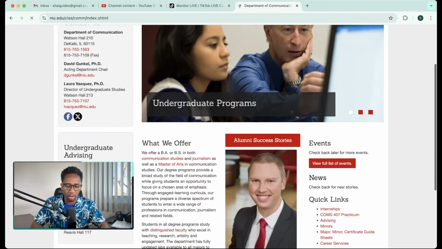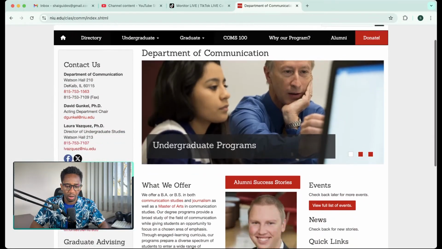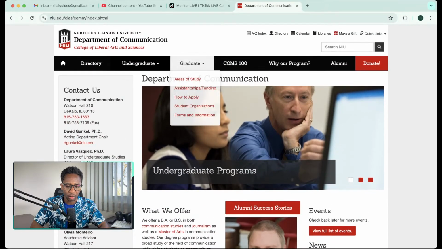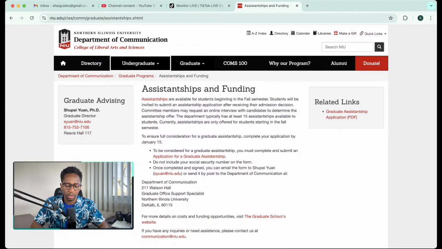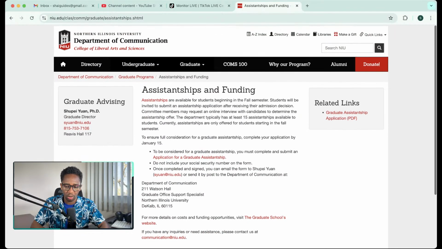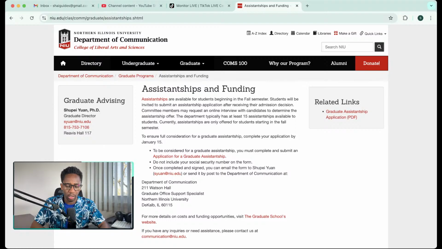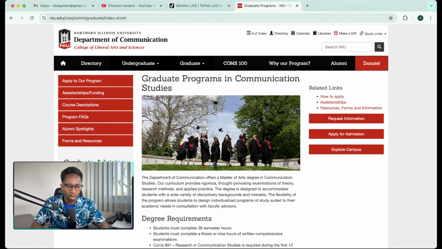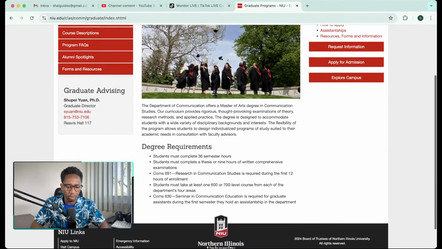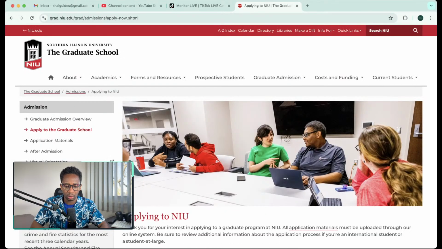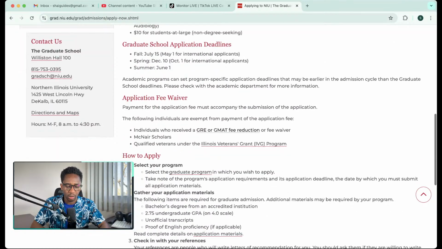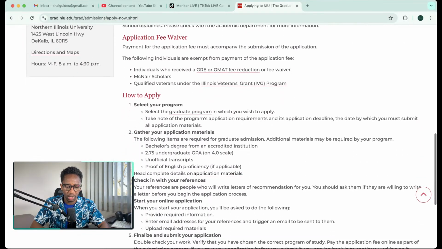The communication program. So this is the communication page, right? They have assistantships, which is a good thing. And then we can also check their requirements. I found out a few days ago that they actually require a GPA of 3.0. So when we go to apply for admission, right? Uh, I said 2.75 actually. That's what I meant.